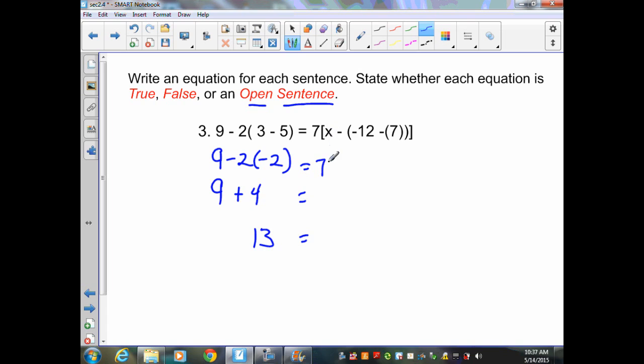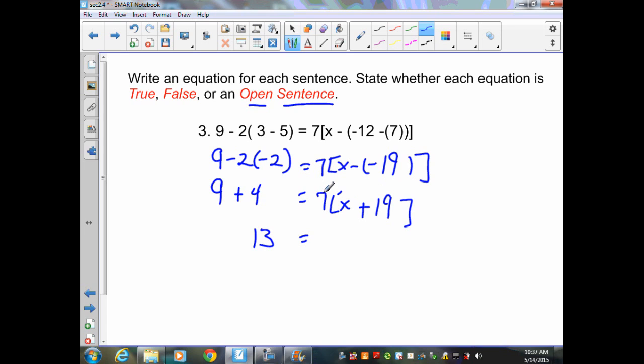Bring down the 7, bring down the x, and bring down the minus sign. Bring down the parentheses and bracket, and all I'm going to do is a negative 12 minus 7. Negative 12 minus 7, same sign, combine, use the sign, gives me a negative 19. Bring down the 7, bring down the x, a negative and a negative is going to give me a positive 19. Or I could say a negative 1 here times a negative 19 is a positive 19.